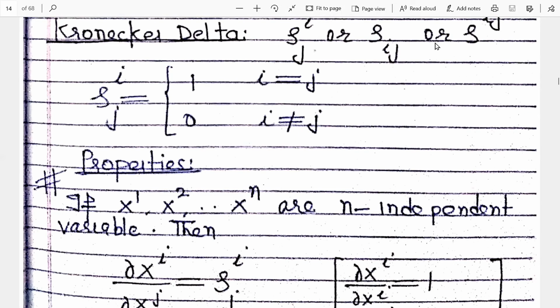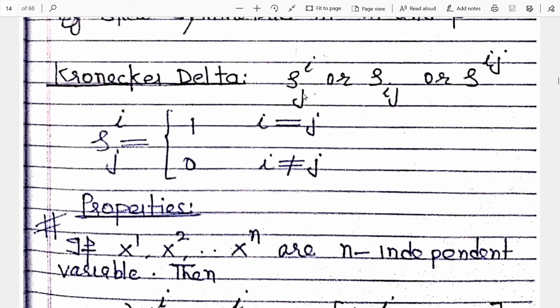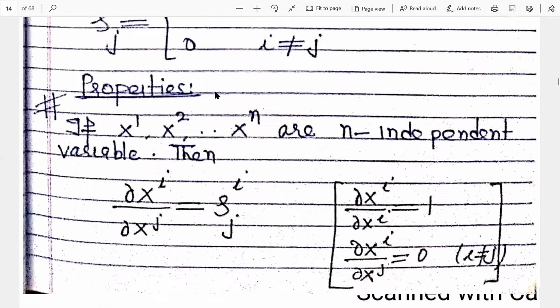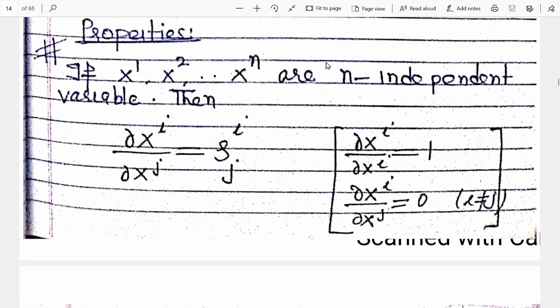So what is the Kronecker delta? The definition of the Kronecker delta: this is delta ij, and we can also write it in other forms. When i and j are equal, this is equal to 1. When i and j are not equal, the value is 0. Now this is a very important definition we use in many other topics. So remember the properties. Now what are the properties?